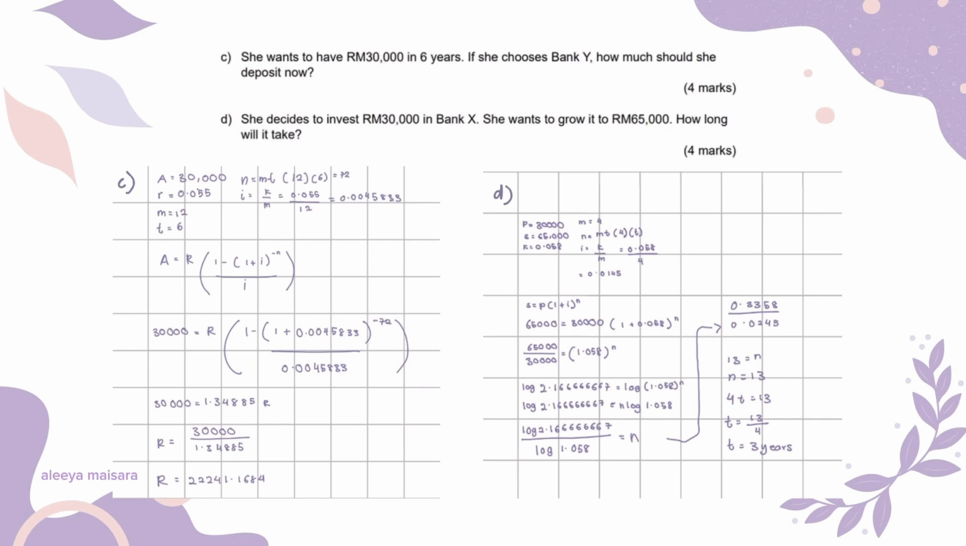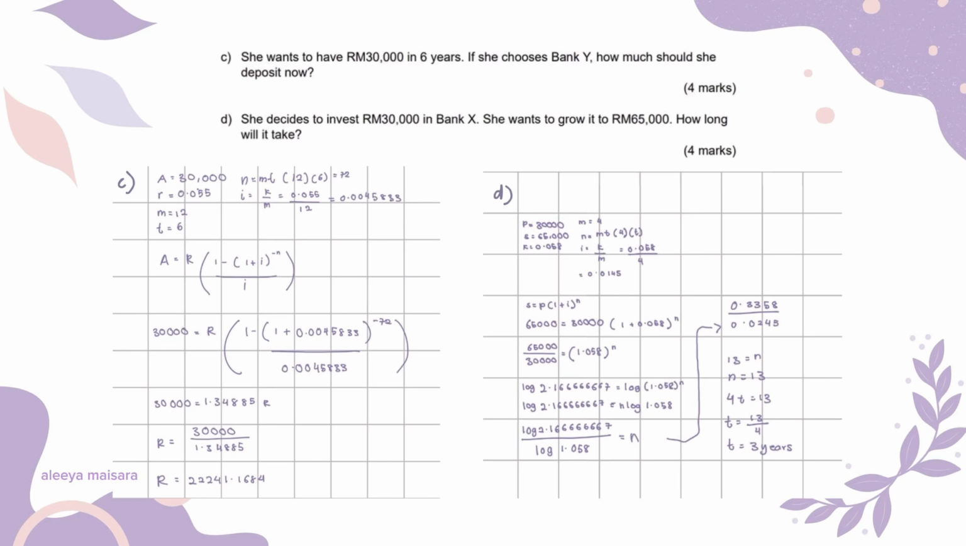And i equals r under m equals 0.055 under 12, which is, we will get 0.0045833. Next, by using the rearranged formula, which is A equals R in bracket 1 minus bracket 1 plus i, bracket under i, with the power of negative n, bracket. And then 30,000 equals R in bracket 1 minus in bracket 1 plus 0.0045833 under 0.0045833, bracket with the power of negative 72, bracket.